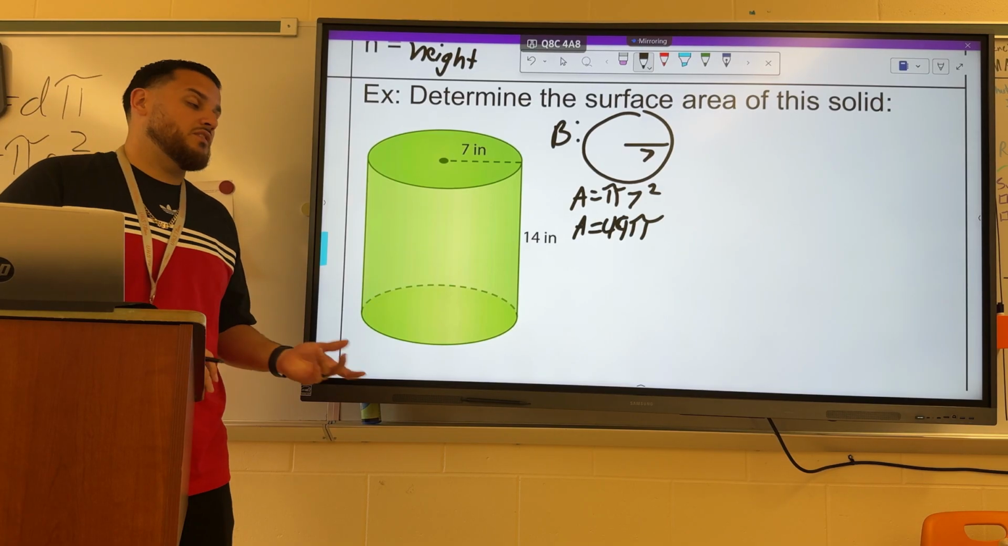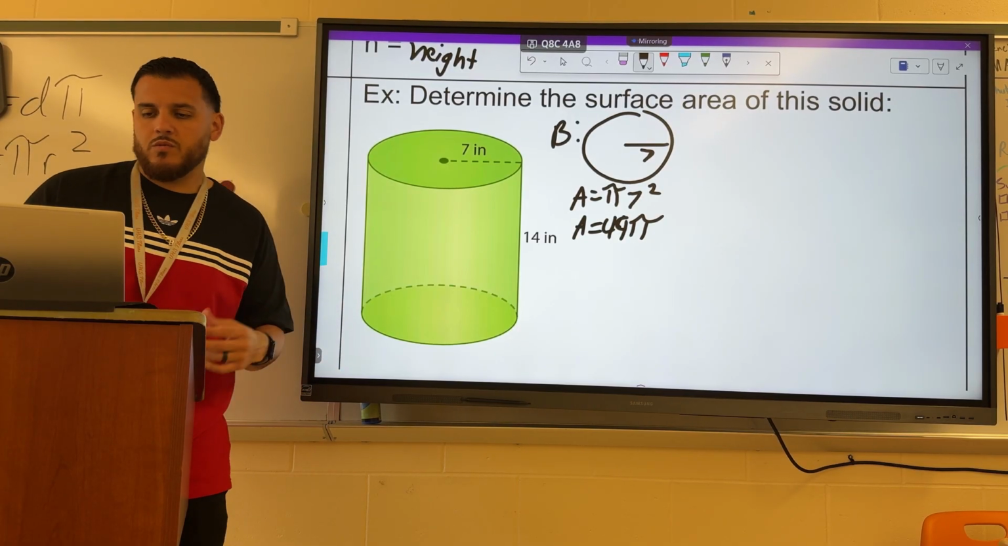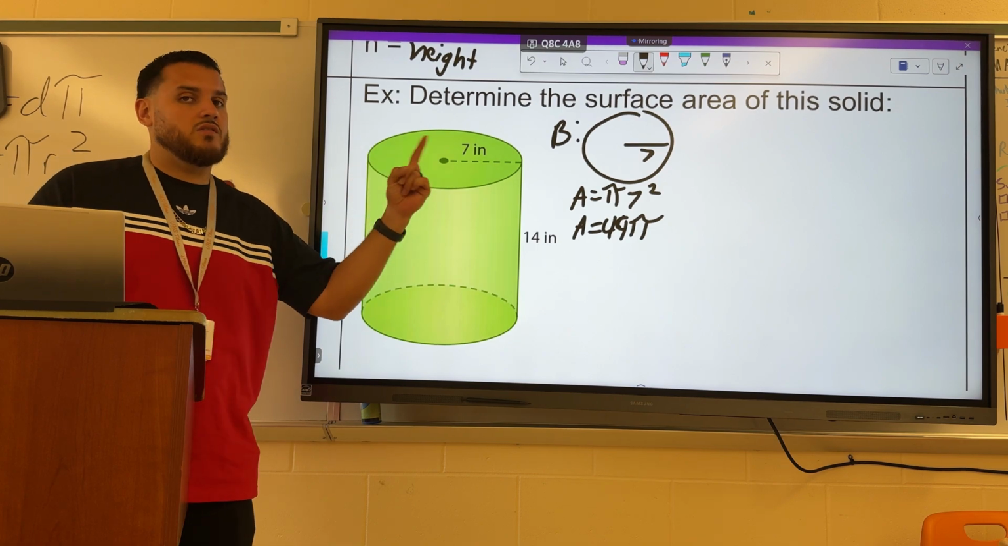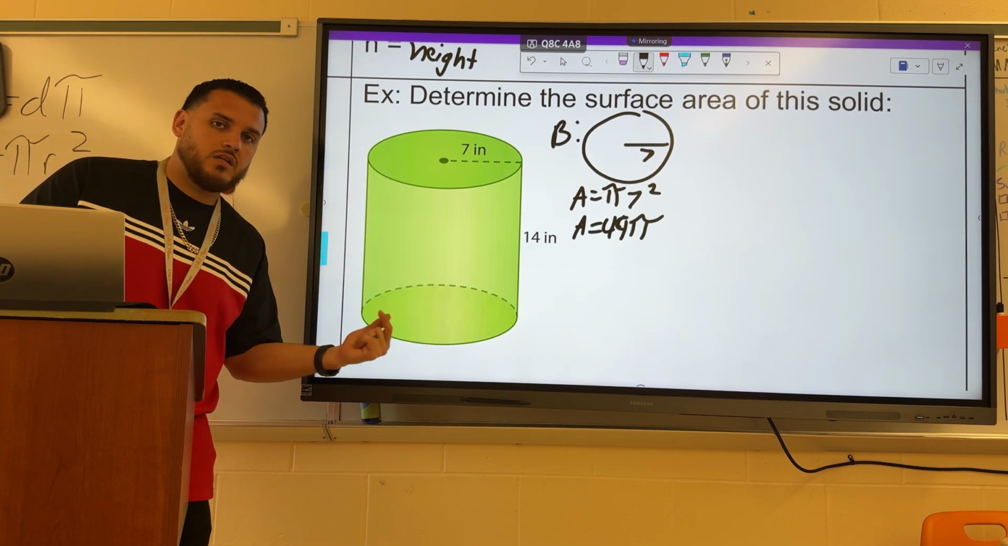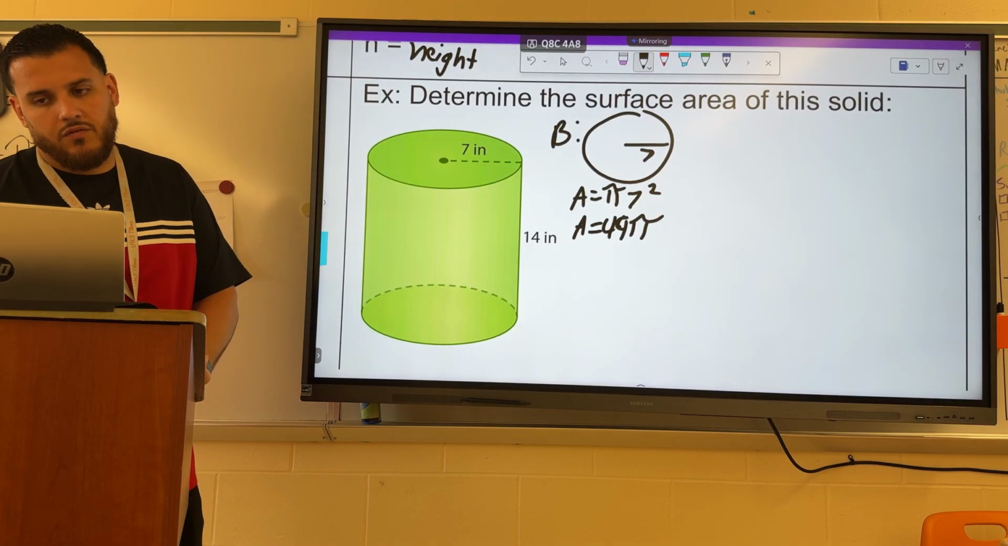Now we can leave surface area for cylinders in terms of pi. I'm going to do that. I like leaving it in terms of pi. Just make sure you're paying attention to directions on questions. If they ask you to round to the nearest 10th, then we can actually multiply by pi and get a rounded answer there for the area.